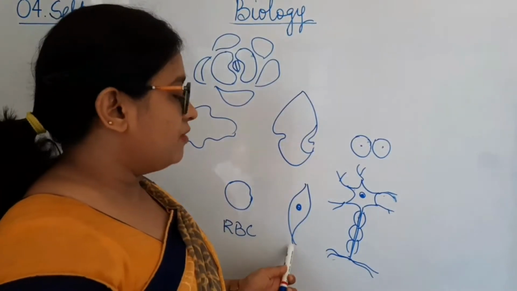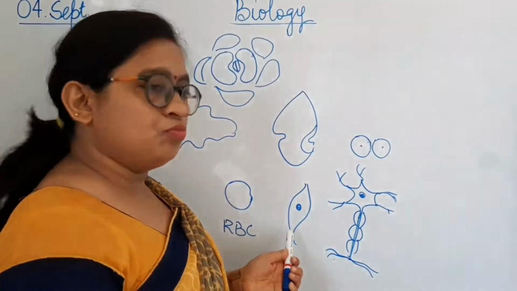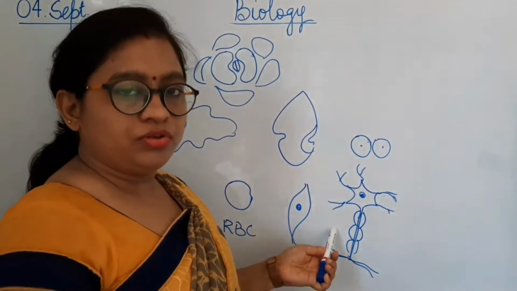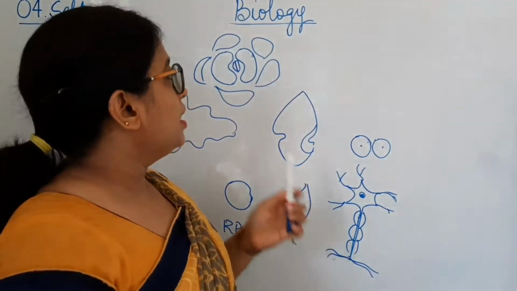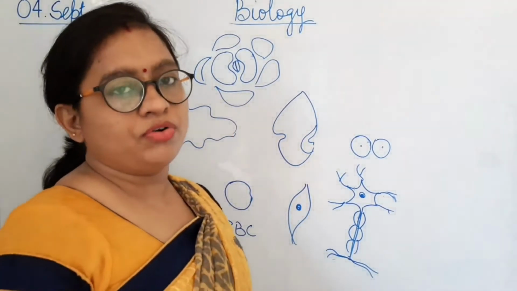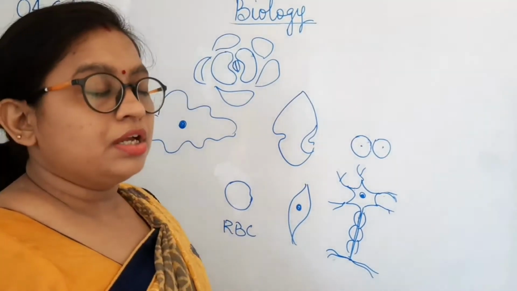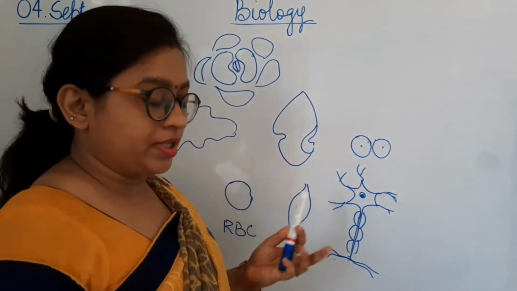Then here I have a spindle shape. This is a smooth muscle cell. I think you definitely know that this is a neuron, and this is a guard cell which is found in the stomata. So these are the different shapes of the cell.